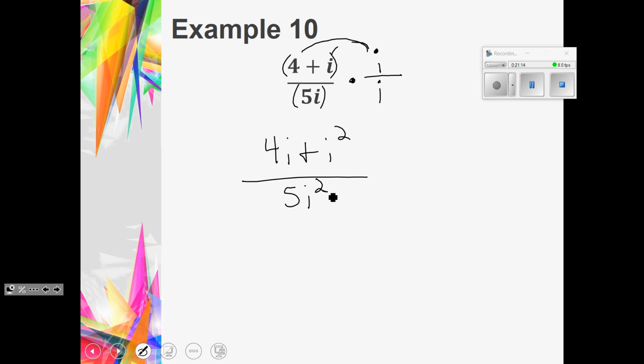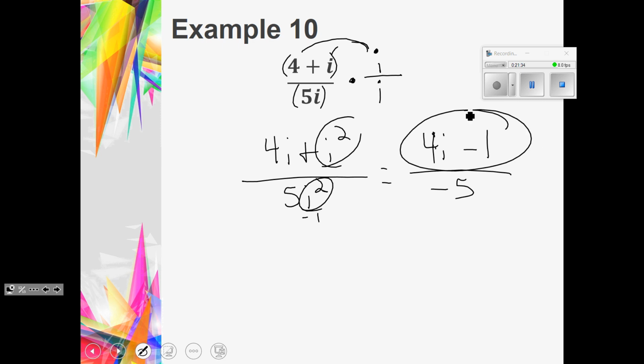Okay, so let's do some simplifying. We know this is equal to negative 1, so this is going to become 4i plus negative 1 or just minus 1. And we know this is equal to negative 1, and negative 1 times 5 will be negative 5. Okay, and let's make sure we've written it correctly. Is the numerator written correctly? No. So let's put it in a plus bi form, and this will become negative 1 plus 4i.